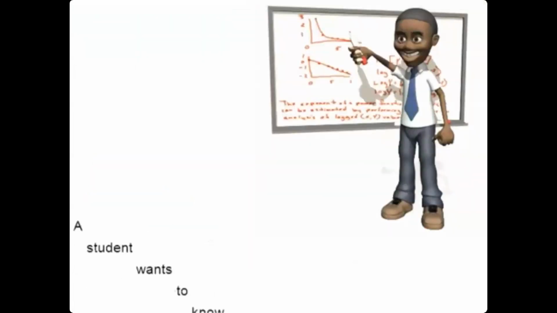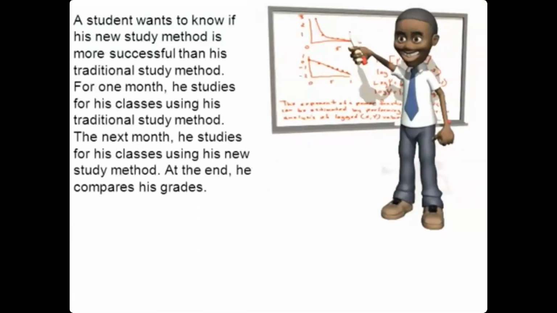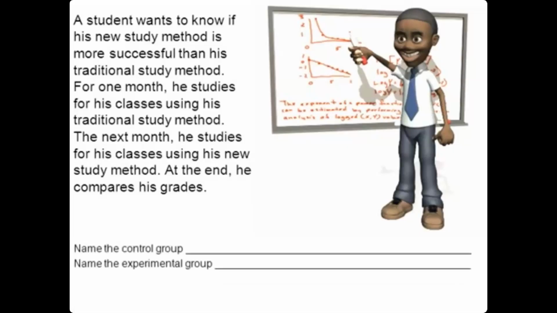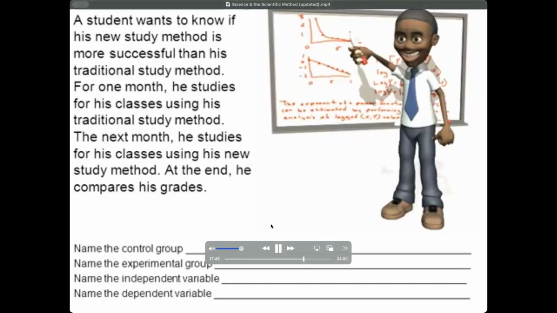So here is another example. Here we have a young student, and he wants to know if his new study method is more successful than his traditional study method. So for 1 month, he studies for his classes using his traditional study method. The next month, he studies for his classes using this new, maybe better study method. He's not sure if it's better yet. And so at the end of this testing period, he simply compares his grades. So just like the other examples, pause the video, try to answer these 4 blanks. I'm going to go over the answers in 3, 2, 1.